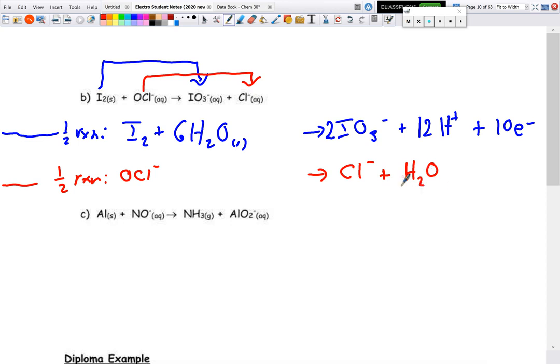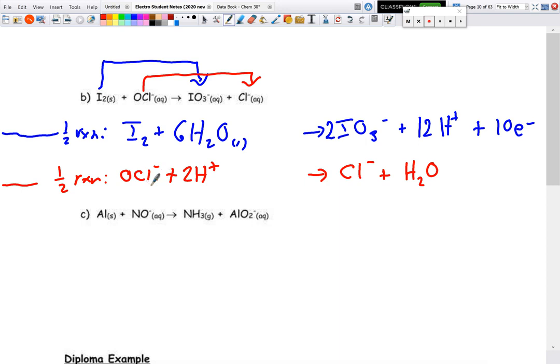Next, I balance out the hydrogens by adding H+. So I have 0 hydrogens on my reactant side, but I have 2 on my product side, so I'm going to have to add 2 hydrogen ions on my reactant side to balance those out. And finally, we need to balance charge. So on my reactant side, I can tell I have a positive 1 charge, right?